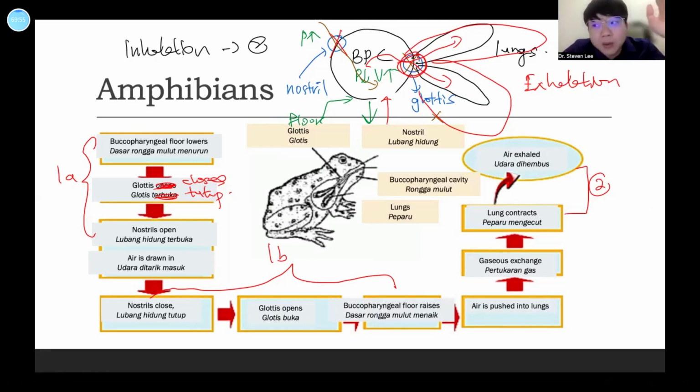So mostly for amphibians, they like to ask about inhalation. Are you clear, guys? What I say actually? You know what I'm talking about now? I hope I'm not telling something that is alien to you. Faham? Okay. I know some of you have classes later. You can leave first, but remember to watch back the recording later.